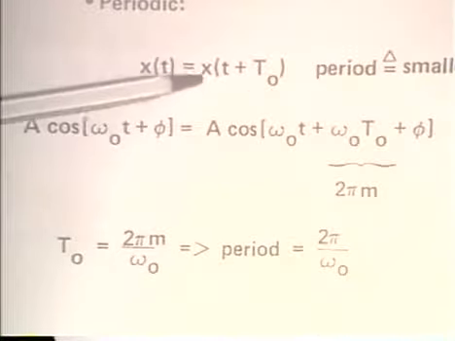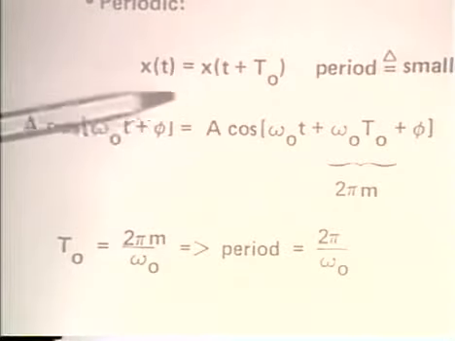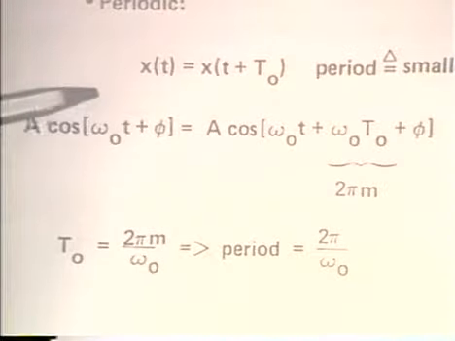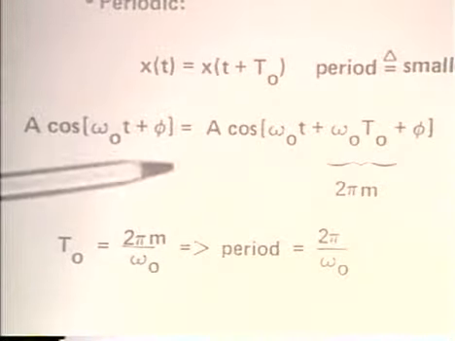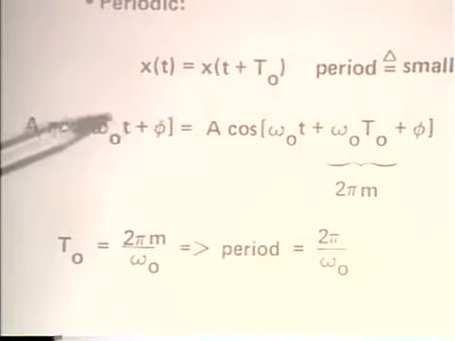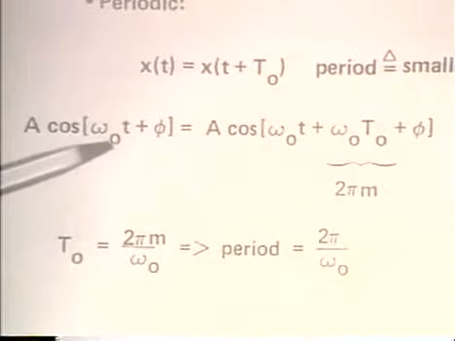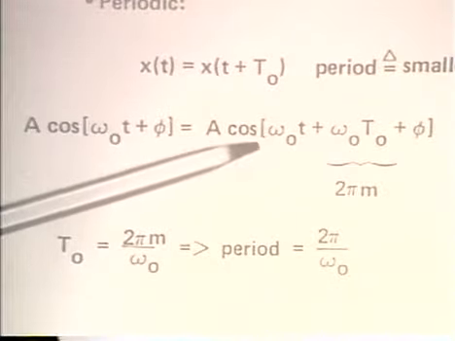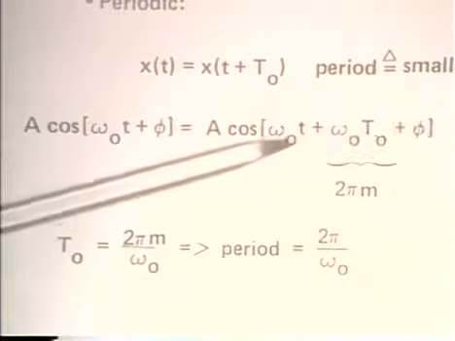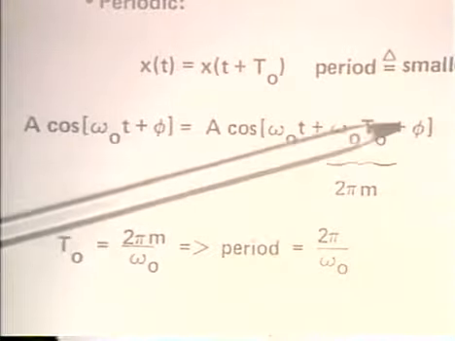And we can demonstrate it mathematically by simply substituting into the mathematical expression for the sinusoidal signal t plus capital T0 in place of t. When we carry out the expansion, we then have, for the argument of the sinusoid, omega 0 t plus omega 0 capital T0 plus phi.